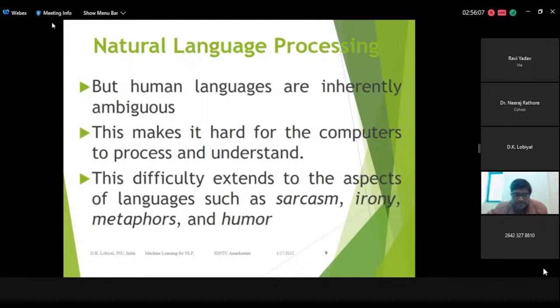Of natural language processing is to process sarcasm. If someone is being sarcastic towards you, it may be more difficult to identify the sarcasm, the irony, the metaphors, and the humor. That's where the difficulty comes more.